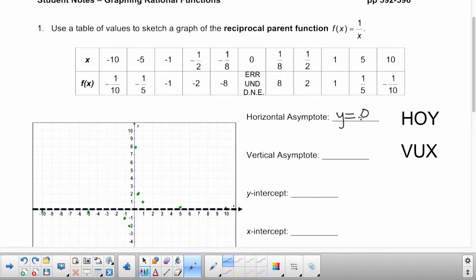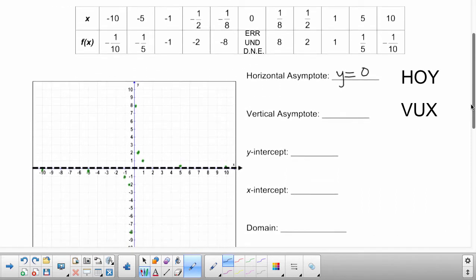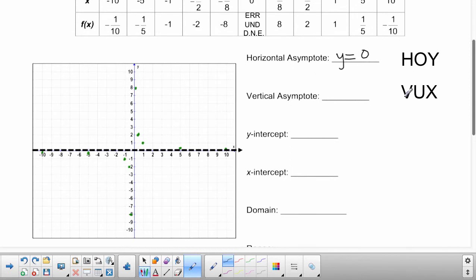Awesome. How about vertical asymptote? We have a mnemonic for that too, VUX. This stands for vertical, has an undefined slope, and we're going to write the equation as x equals.